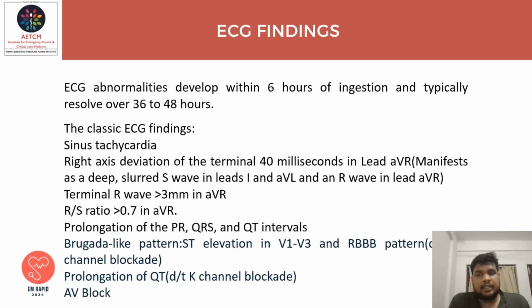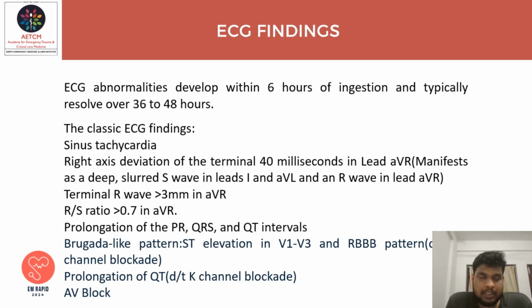Coming to characteristic ECG findings of TCA toxicity. ECG abnormalities develop within 6 hours of ingestion and typically resolve over 36 to 48 hours. The classical ECG findings are sinus tachycardia and right axis deviation of the terminal 40 milliseconds in lead aVR, which manifests as a deep and slurred S wave in lead I and aVL, and an R wave in lead aVR. Normally, there is no R wave in lead aVR.